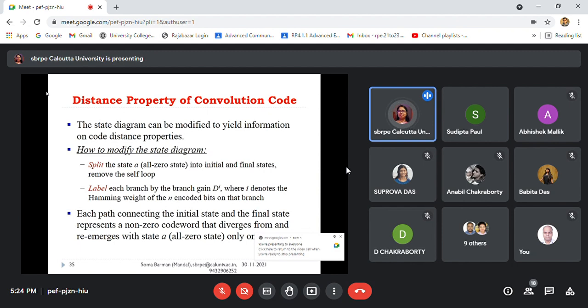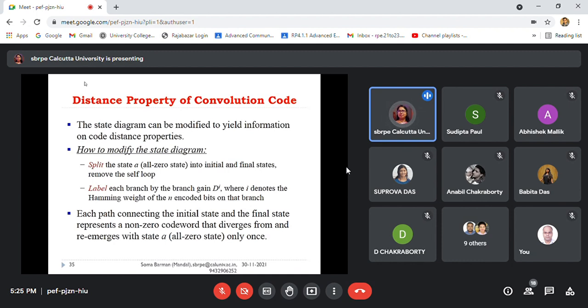Distance property of convolutional coder. Why are we going to consider this distance property? Distance property means Hamming distance. Because when you decode your information, you have to consider the distance, the Hamming distance. You can modify the state diagram by means of the distance property. So the state diagram can be modified to yield information on code distance property.